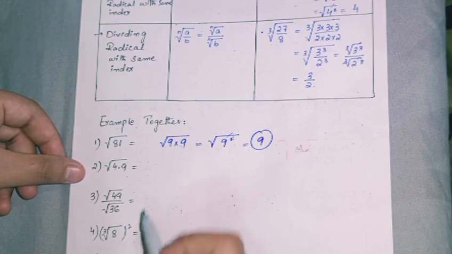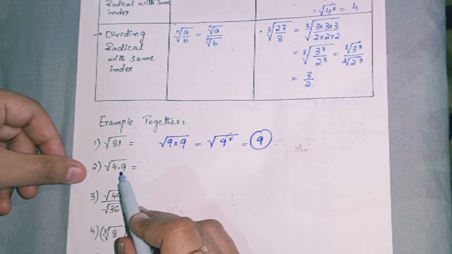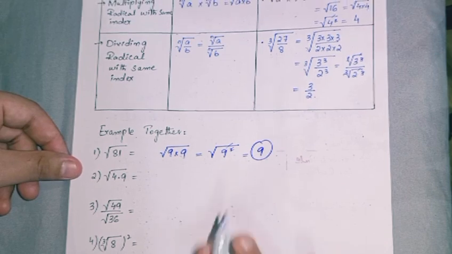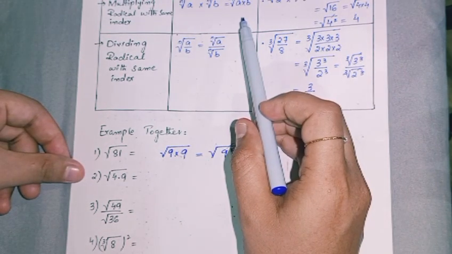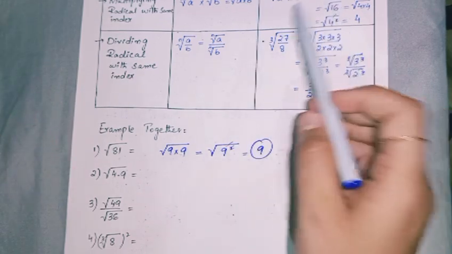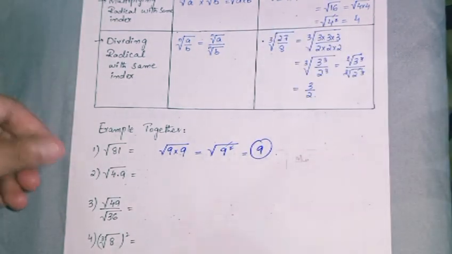Now you can see the second example. It is square root of 4 into 9 in the same index. So you can see this one rule here as well, this rule. Okay, so how are you going to solve it? Firstly, if you are having this form, you have to separate it, and then you can further solve it. It's up to you.